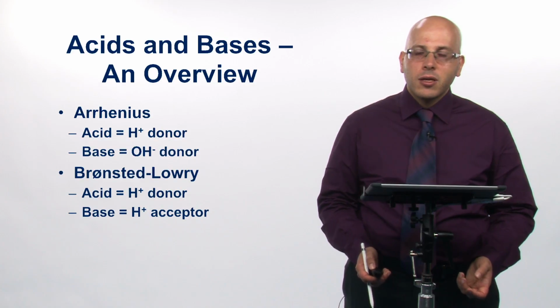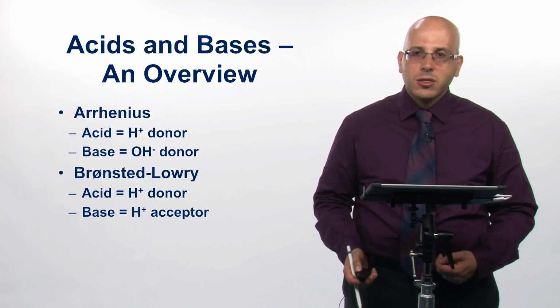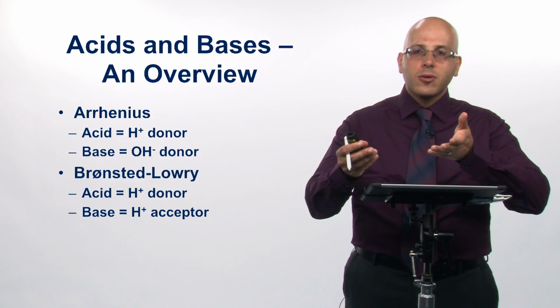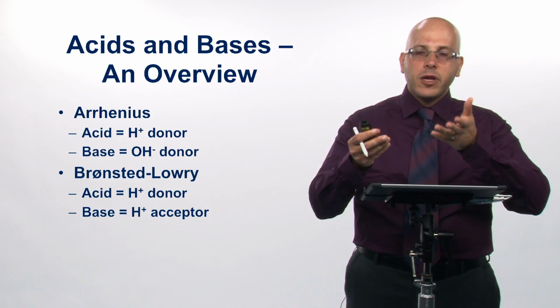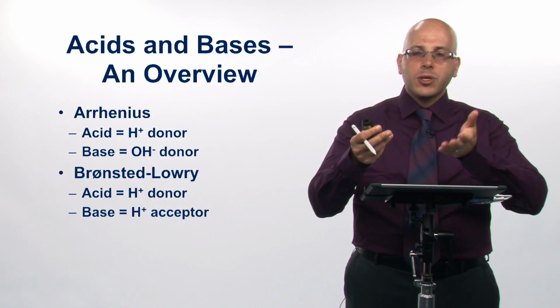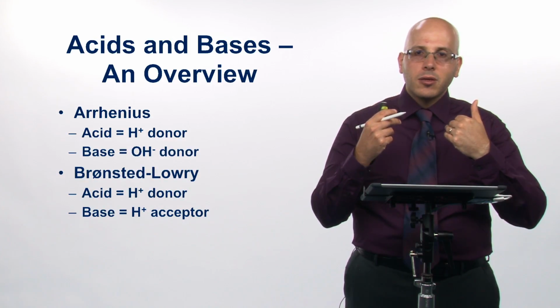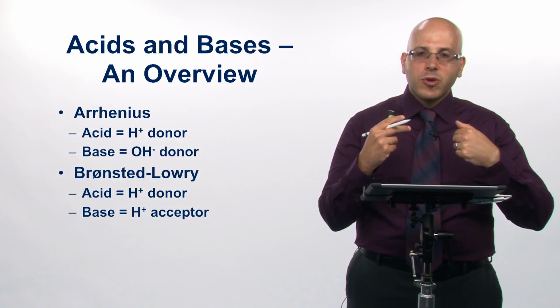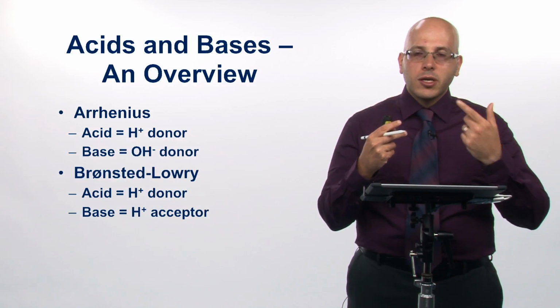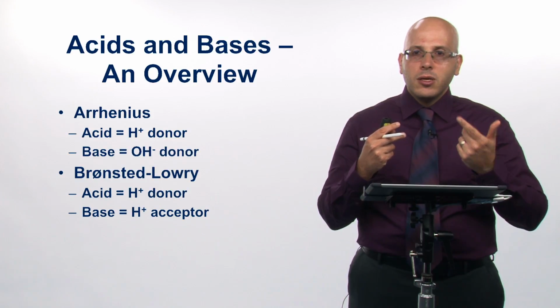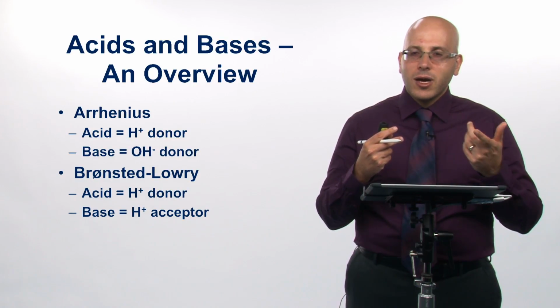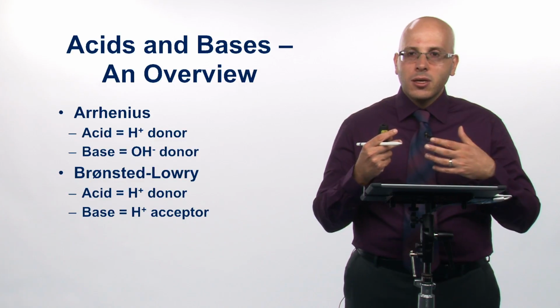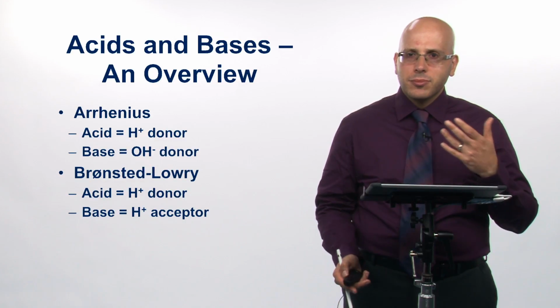which kind of makes sense, right? If you have some kind of transaction where I want to donate something to you, it's not really a full-fledged transaction unless you also accept or take the money, right? So for every donor, there has to be an acceptor. Okay, so Brønsted-Lowry defined a base as a proton acceptor. This is a little bit more general. You don't necessarily have to have OH- ions around. Anything that can pick up a proton could be an H+ acceptor.